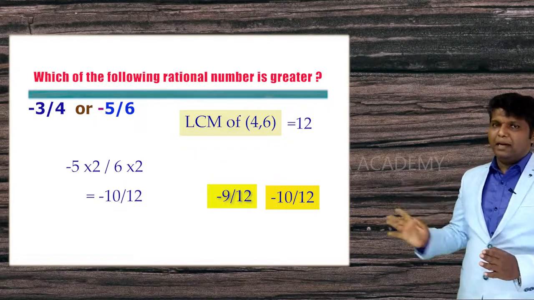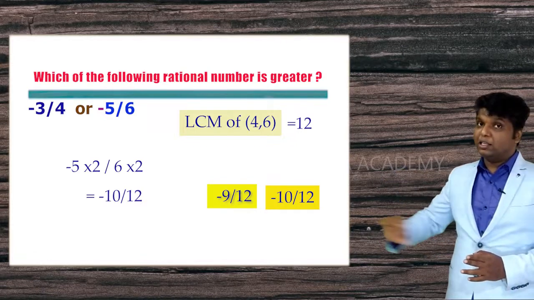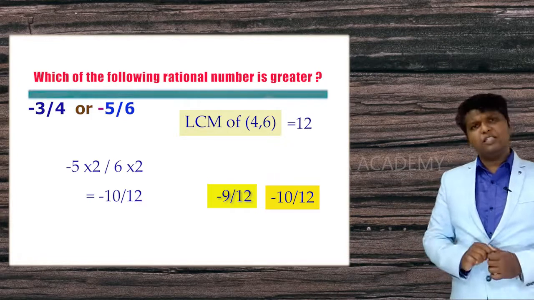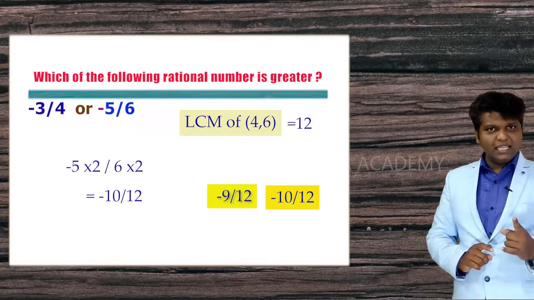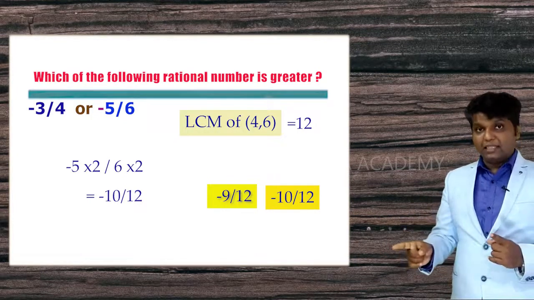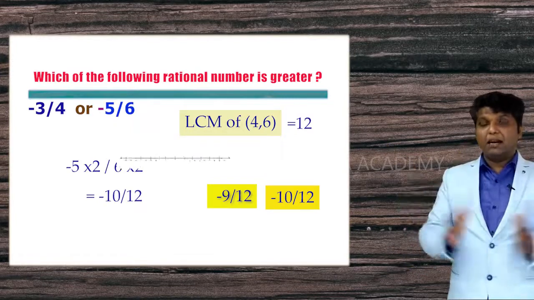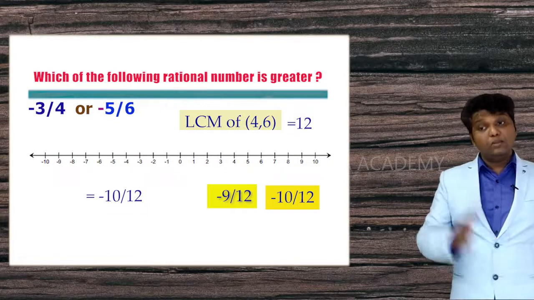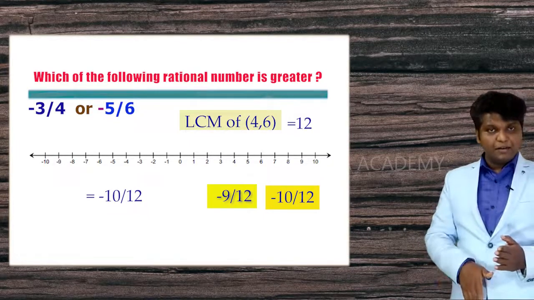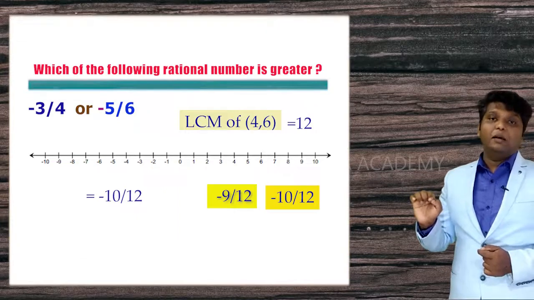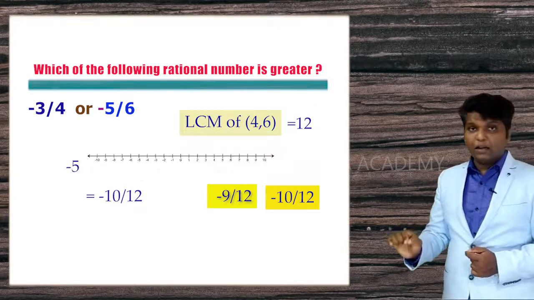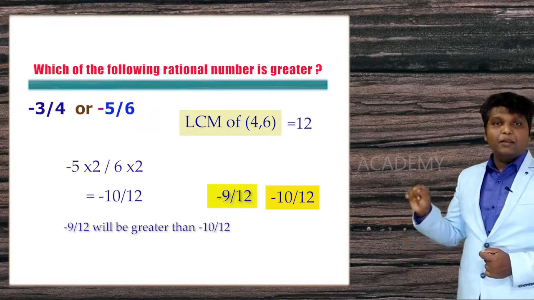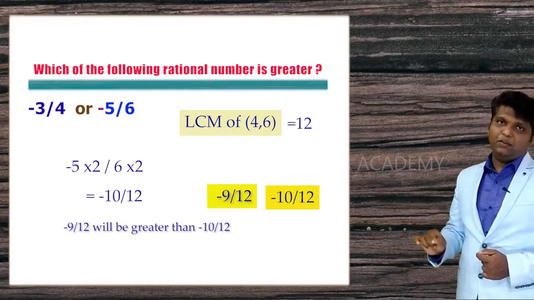Minus 9, minus 10. Now check only the numerators, because the denominators are already equal. Minus 10, minus 9. Which is the bigger one? Minus 9 is bigger, right? Than minus 10. Just imagine the number line in your mind. You can understand that minus 10 is much farther away from 0. It's lesser than minus 9. So we can say minus 9 is bigger than minus 10. Therefore, what can we conclude? Minus 9 by 12 will be greater than minus 10 by 12.